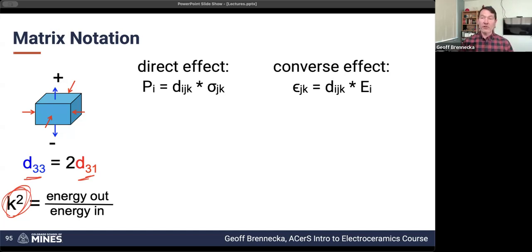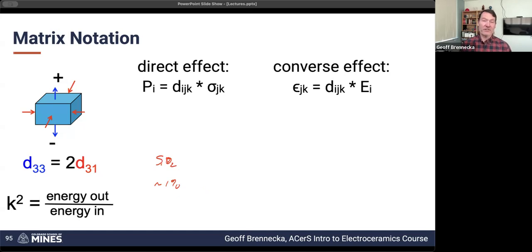So one important piece along those lines, if this K-squared value ends up being 1, then it's perfectly efficient at converting: all of the mechanical energy that you put in becomes electrical energy, and all of the electrical energy that you put in becomes mechanical energy. As with everything else, we never get 100% efficiency. So no material is ever going to have a K-squared that's exactly 1, but there are some that get pretty darn close to it. As some examples, crystalline quartz, SiO2, the K-squared is going to be on the order of 1%.